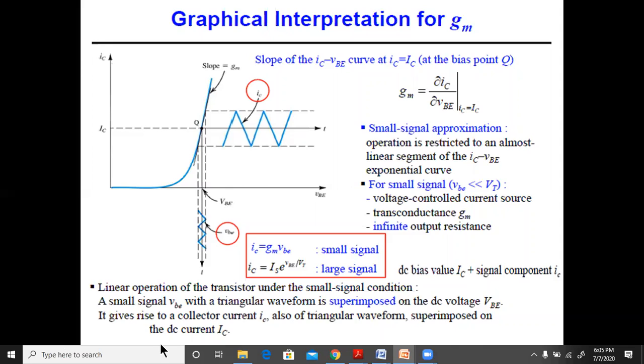So what it means is corresponding to this value, we'll have this i_c. And if you add both together, v_BE with this, then you get this with this, where the relationship between i_c and v_BE is i_c is equal to g_m v_be. So thus we give a graphical representation of the g_m and the transfer characteristic. From the transfer characteristic, we can get the transconductance.